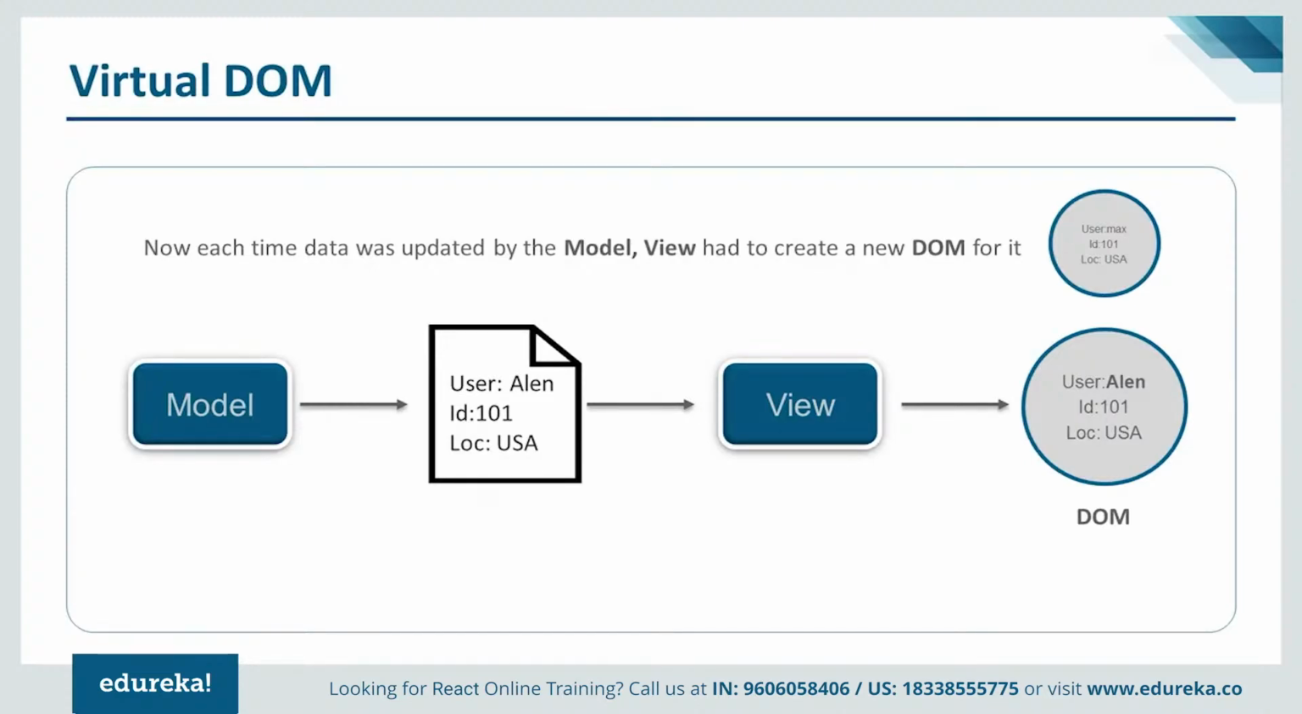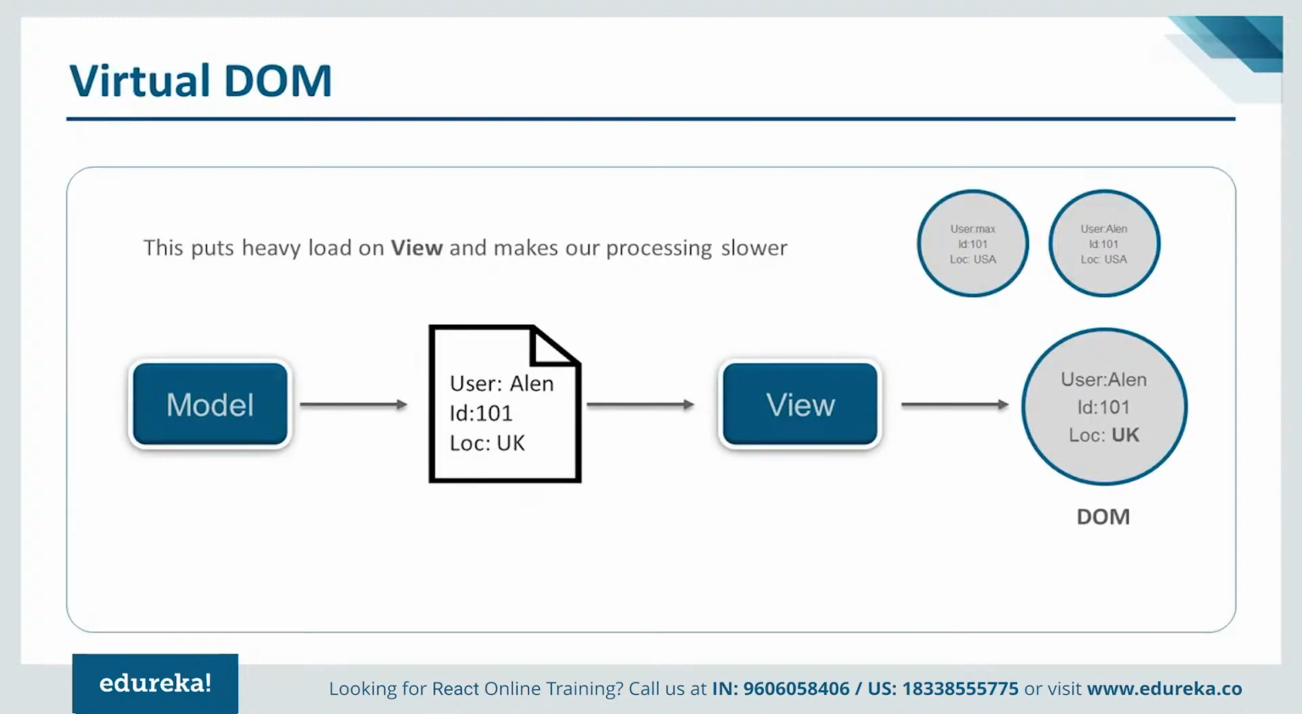So the DOM creation process had to happen multiple times, which meant that a lot of additional data structures were created and memory consumption was also impacted. This obviously puts a heavy load on the view and makes processing slower.